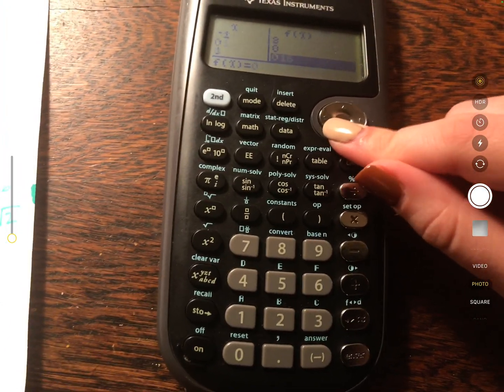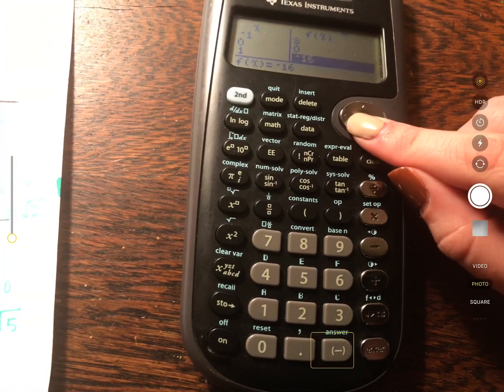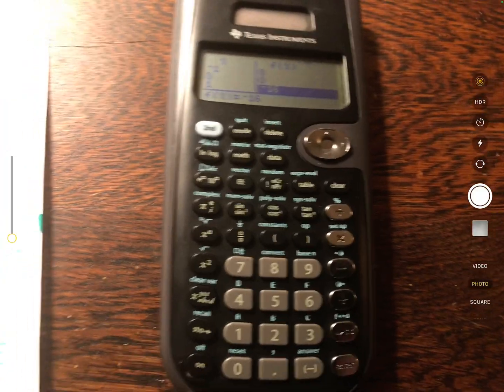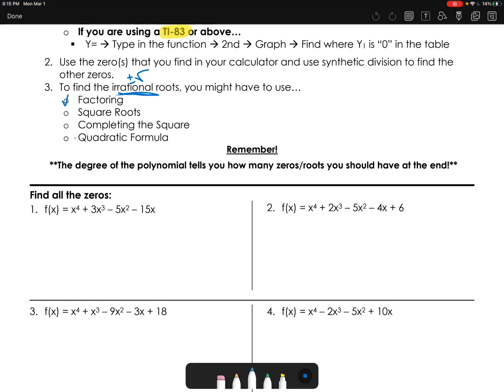and I'm going to keep scrolling. And here's another one at x equals 0. Okay, so those are 2 zeros from my table. So if I go back to my notes, I have found that x equals 0 and x also equals negative 3, okay?